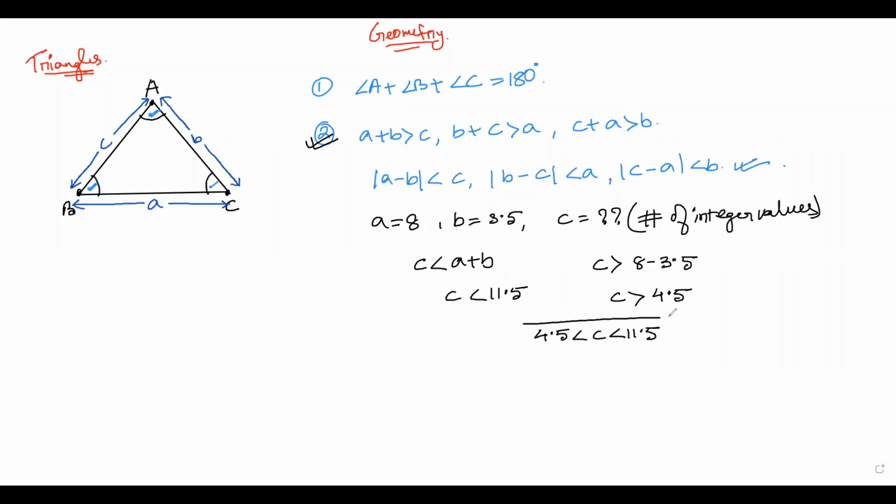So the integers in this range would be 5, 6, 7, 8, 9, 10, and 11. So altogether, there would be 7 integer values that this third side can take when the other sides are 8 units and 3.5 units. So in this way, by using this property of a triangle, we can find the number of integer values for the third side.